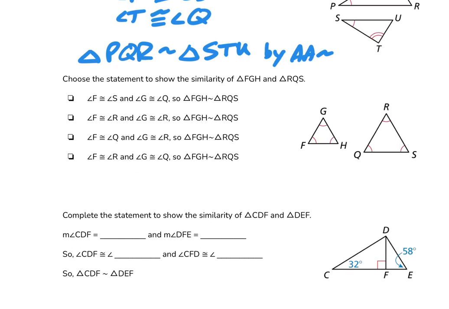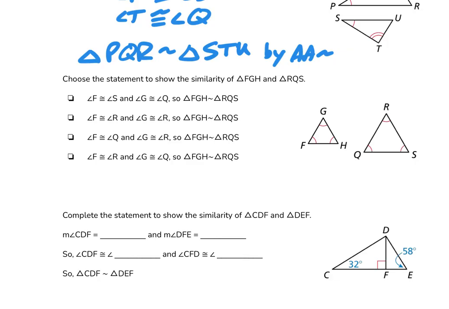All right, choose the statement to show the similarity of FGH and RQS. Okay, and as we look at this, F and S, so we're going to match up these 2 here. As we look at this, we want to look off of, and I know it's a little bit tricky, and because these are equilateral, they're all 3 the same, it really doesn't matter.